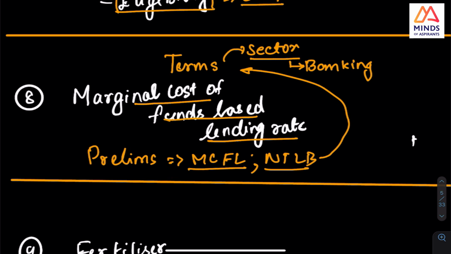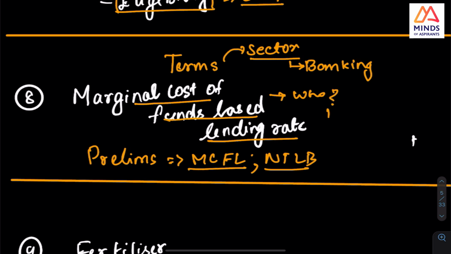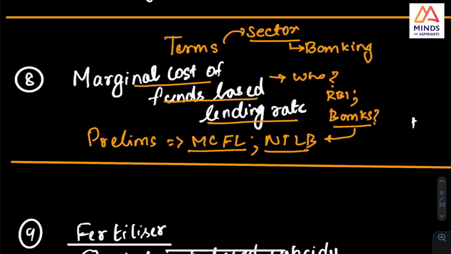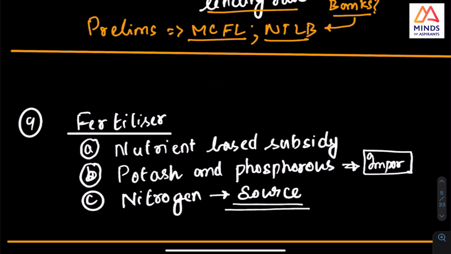You should know who decides this factor: whether RBI or the banks themselves, or whether some other authority manages it. Actually, it is RBI. It is not managed by the banks. Also check what the marginal cost of funds is, and what happens when it is high or low. All these things, please look at. And there is also nutrient based fertilizer subsidy. This was also in the news.